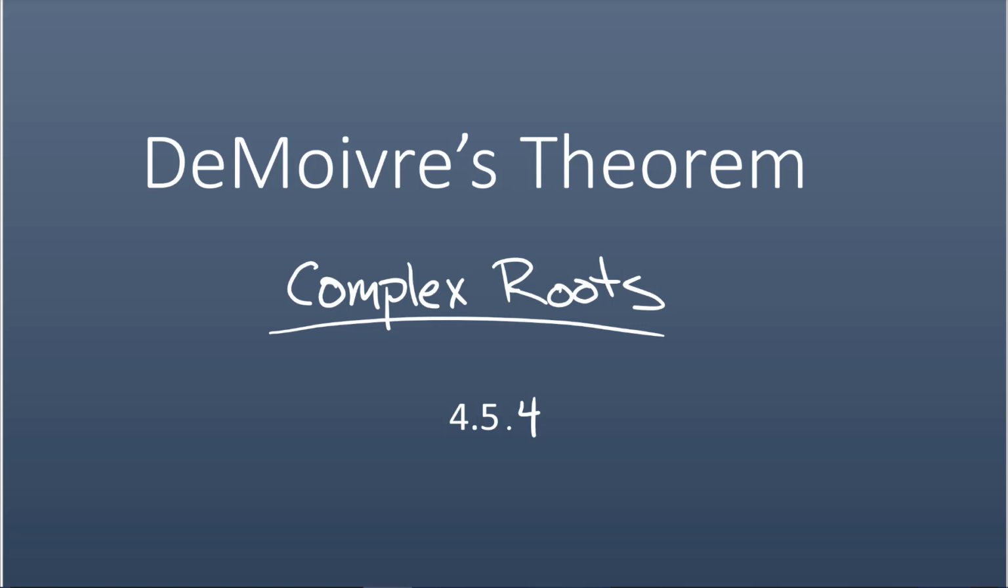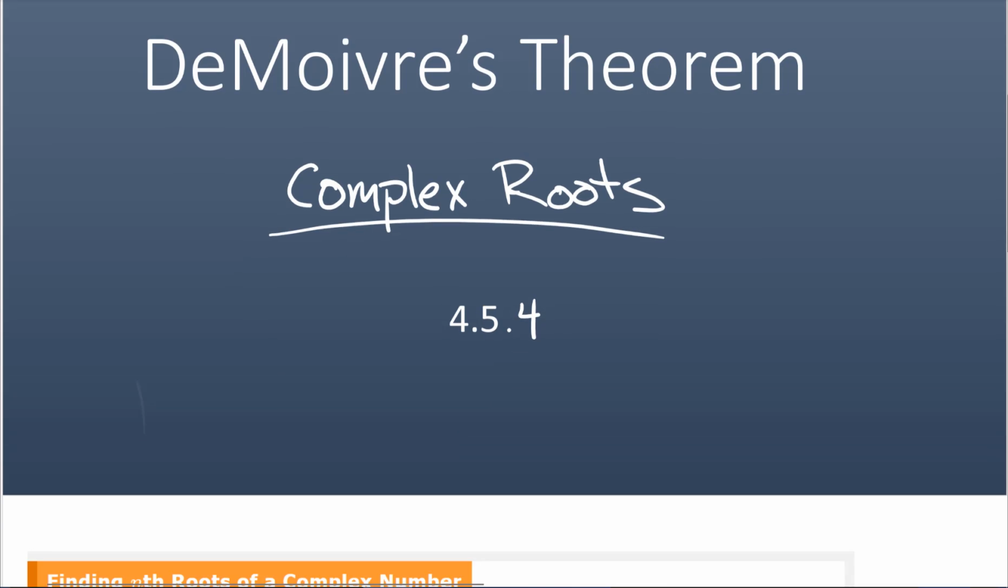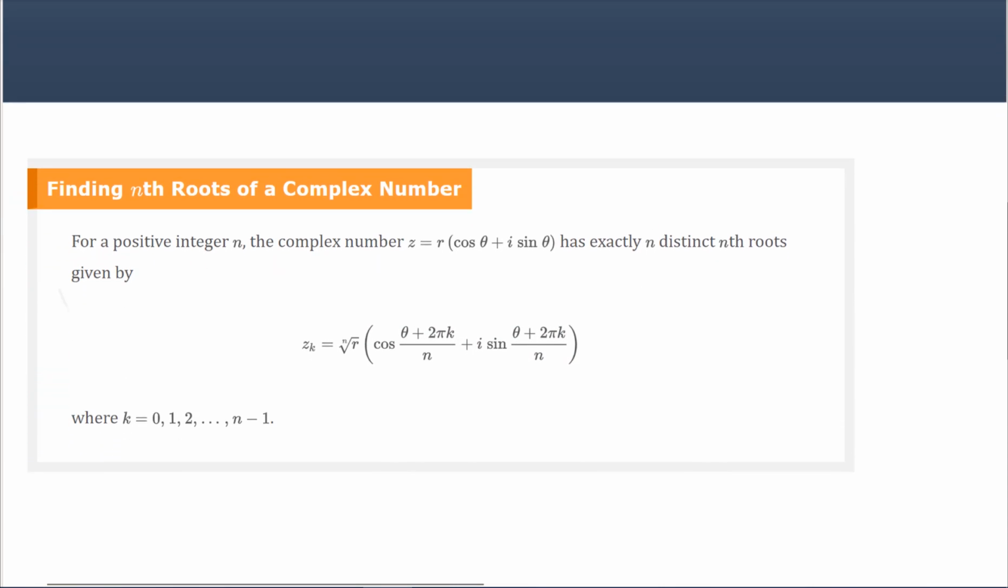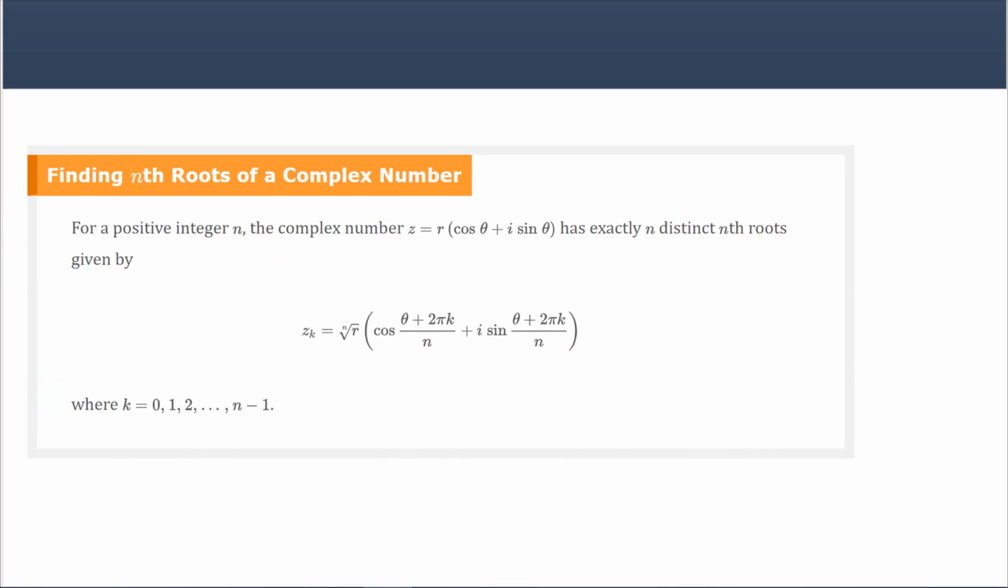So I'm sparing you the proof as to how this happens, and we're just going to go straight to the theorem for finding nth roots of a complex number. So for a positive integer n, a whole number and it's positive, okay? The complex number in that trig form, that's just that trig form, that complex number. And it says that we have exactly n distinct nth roots given by.